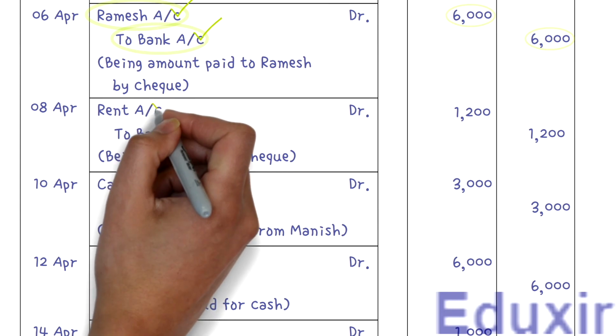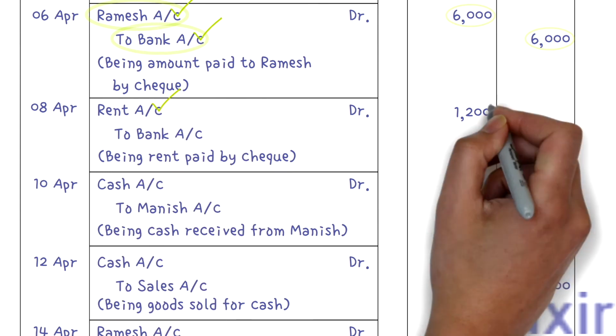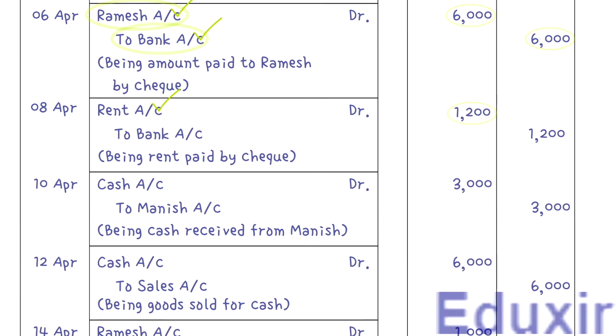As the name suggests, it needs to be posted on the debit side of rent account and the debit amount is 1200 rupees. Note that the details that need to be posted into the particulars column is bank account. For posting this entry, we need to create a ledger account for rent as it is not yet created. Let us first write the title as rent account.